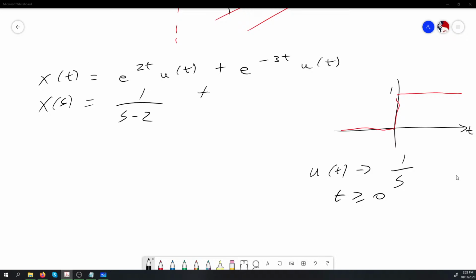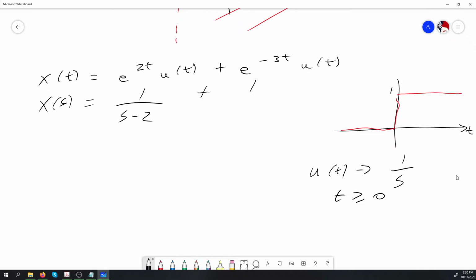In this particular case, anything for t less than 0 will just be 0. Everything for t more than or equal to 0, we actually do have an associated Laplace transform. So just for that case in between 0 and 1, the associated Laplace transform will be 1 divided by s plus 3.